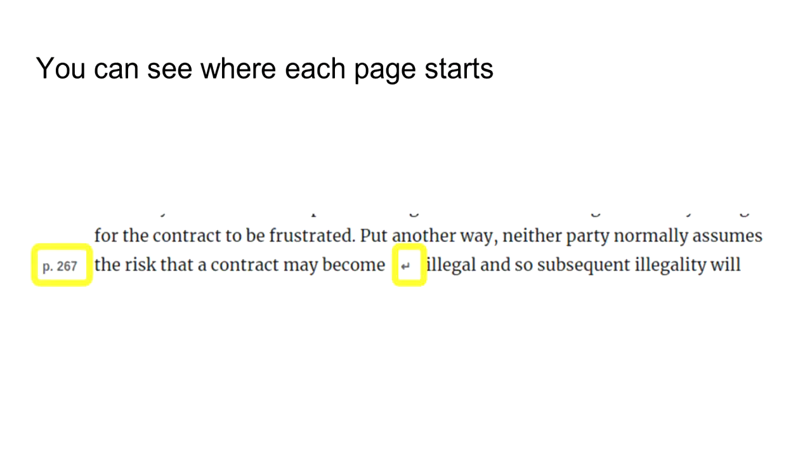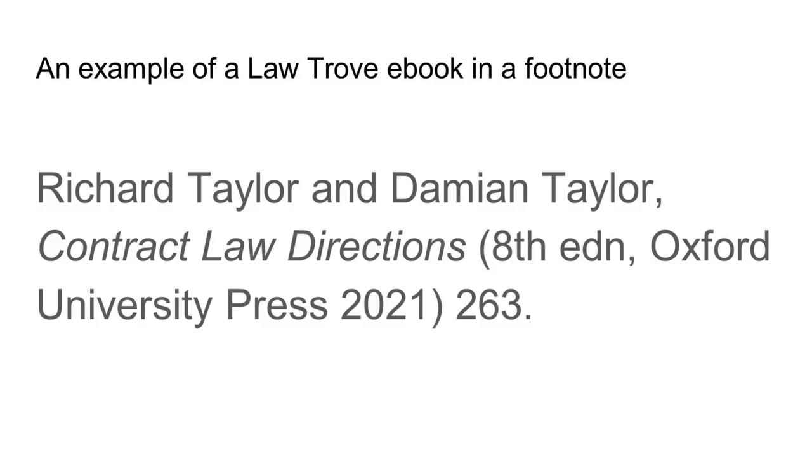Sometimes a page will start with a brand new section or subsection, but sometimes the page break comes in the middle of a sentence. If you look at this example, we can see in the left-hand margin that we're moving on to page 267. And the little arrow in the text tells us where readers of the print book would turn the page. So the first word on page 267 is illegal.